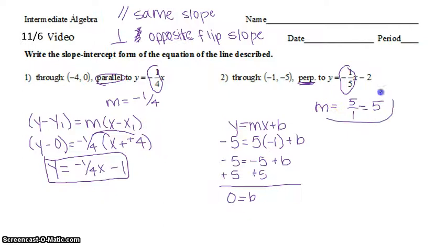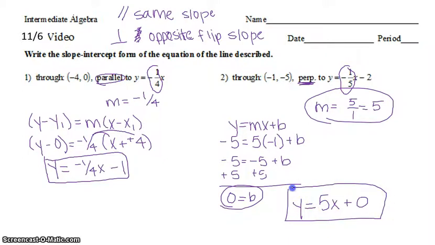Now that I have my slope and I have my y-intercept, I can write my equation, y equals 5x plus 0. And if you just wanted to leave it as y equals 5x, that would be fine. The plus 0 is not necessary, but it is not wrong.